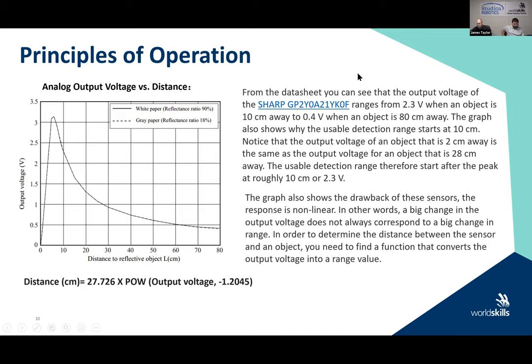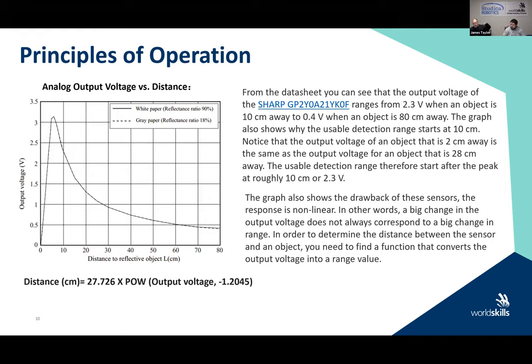Okay. These are the principles of operation of the sensor. I pulled this from the data sheet. Okay. And what you'll look at basically is that you're going to get a different voltage range based upon the distance that you are away. Okay. So you'll see why the detection range in this graph starts at about 10 centimeters, okay? And that is that anything below 10 centimeters, the voltage range just spikes. So you can't get an accurate reading off that, okay?